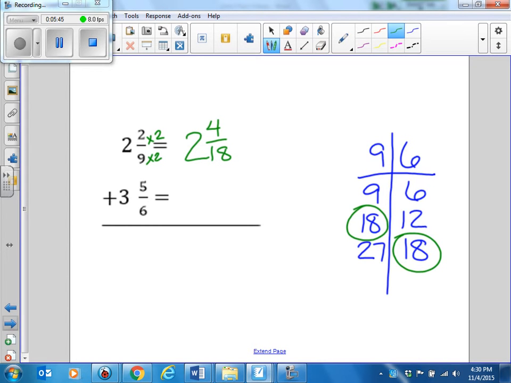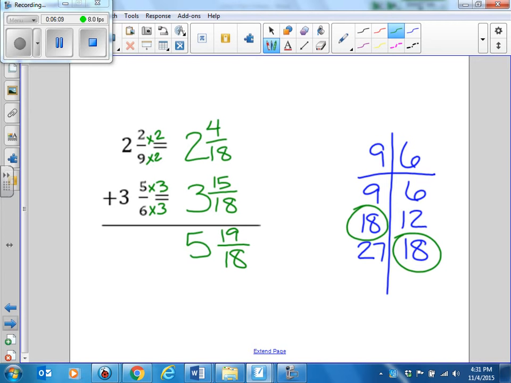Okay, what am I going to multiply the next one by? I'm going to multiply by 3 to get to 18. So it's 3 and 15/18. All right, now what we're going to do, we're going to add our whole numbers. So 2 plus 3 is 5. I'm going to add my numerators. So 15 plus 4 is 19, and my denominator stays the same.